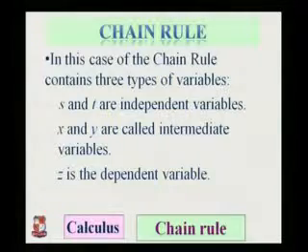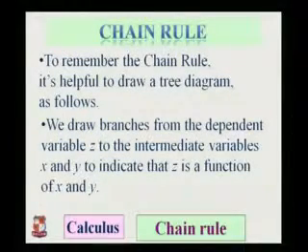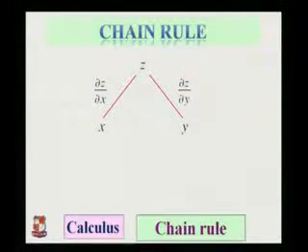In this case of the chain rule, there are three types of variables. s and t are the independent variables, x and y are called intermediate variables, and z is the dependent variable. To remember the chain rule, it's helpful to draw the tree diagram. We draw the branches from the dependent variable z to the intermediate variables x and y, and then indicate that z is a function of x and y. So we are drawing here the chain rule by the tree diagram.